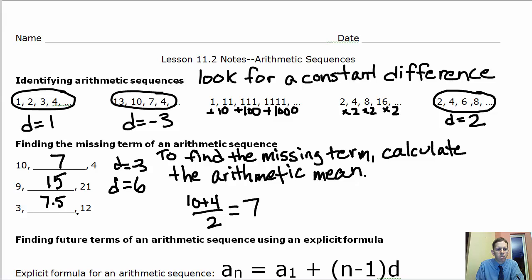To get from 3 to 12, again, you find the average. If you add 3 and 12, you get 15. 15 divided by 2 is 7.5. That makes sense because to get from 3 to 7.5, you have to add 4.5. And to get from 7.5 to 12, you have to add 4.5. d, your constant difference, is 4.5.